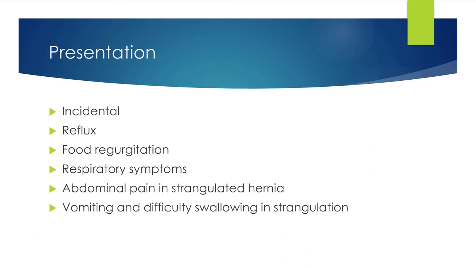Now, if the hernia strangulates or we get gastric volvulus, it's a sudden onset, acute upper abdominal pain radiating to the chest, and the patient is trying to vomit. Most of the time, it's very difficult to vomit, so they develop what's called dry retching, which means that they are trying to vomit, but nothing is coming up. They have difficulty swallowing, they can't tolerate anything oral, and they present usually as such.